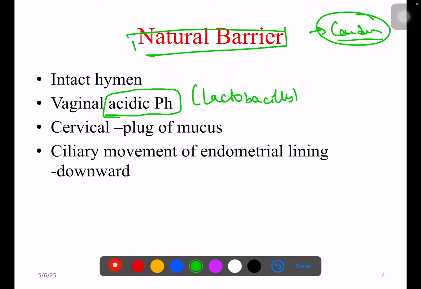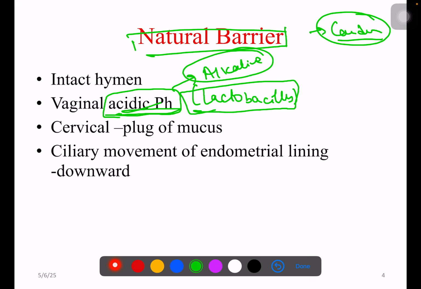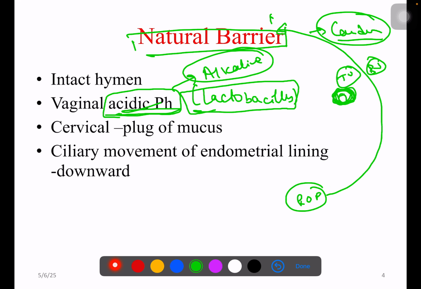Okay, lactobacillus. Now if you make this acidic pH alkaline, then there is high risk, because the acidic barrier actually prevents the organisms from ascending. Okay, if it is alkaline, which happens in the case of Trichomonas vaginalis or bacterial vaginosis, then the bacteria can seed up, right? And if it seeds up, it can lead to endometritis, salpingitis, and oophoritis, and it can also involve the pelvic peritoneum.